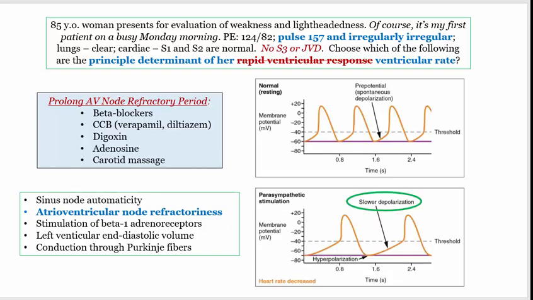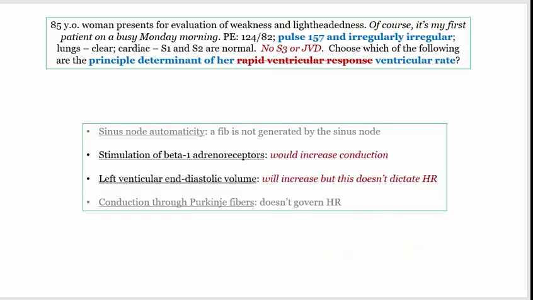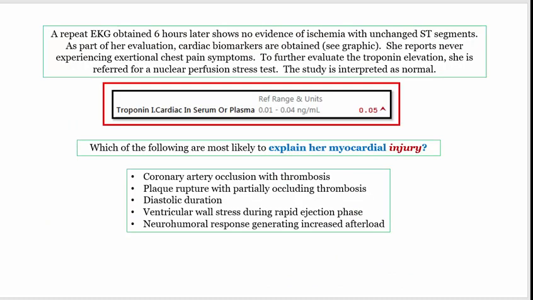I also include an important graphic that you should be familiar with. Specifically, you should be aware that agents which prolong AV node conduction do so during phase 4 of the action potential. You may be asked to identify this site of action. And here is a brief summary of the other responses with a word on why they are incorrect. So let's move on to question 2.